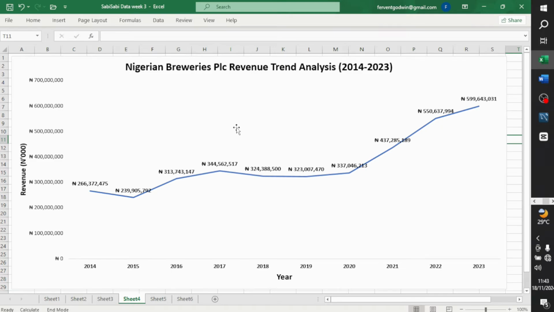Now if we were quick to jump into the revenue trend analysis and say, let's see what happened. Was it that there wasn't enough revenue coming in? If we look at this chart here, this is a line chart reflecting the revenue trend for the period of 10 years. Even though the cash flow analysis was for 2023, we see here in 2023 that their revenue was 599 billion naira. These values are actually in thousands, so this will be 599.6 billion naira. So this was their revenue.